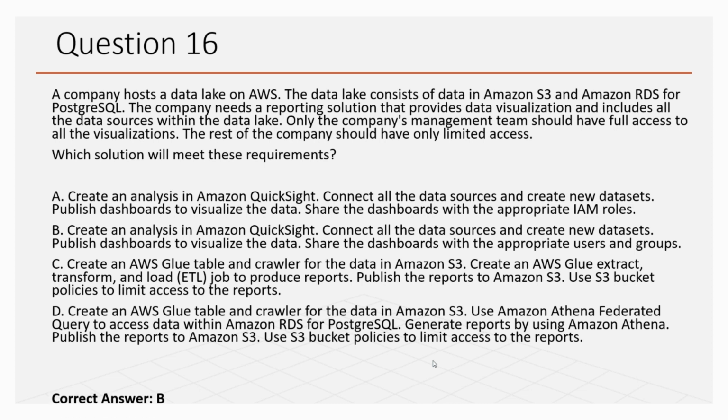Now let's look into the correct option. And the correct option is B. Create an analysis in Amazon QuickSight. Connect all the data sources and create new data sets. Publish dashboards to visualize the data. Share the dashboards with the appropriate users and groups.